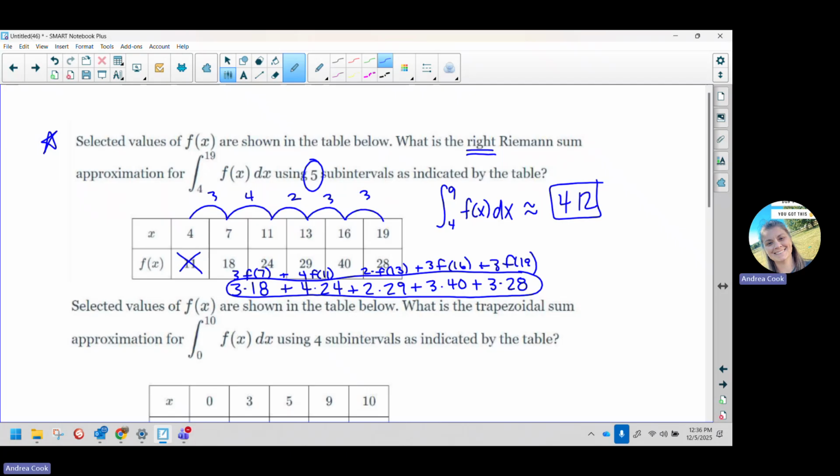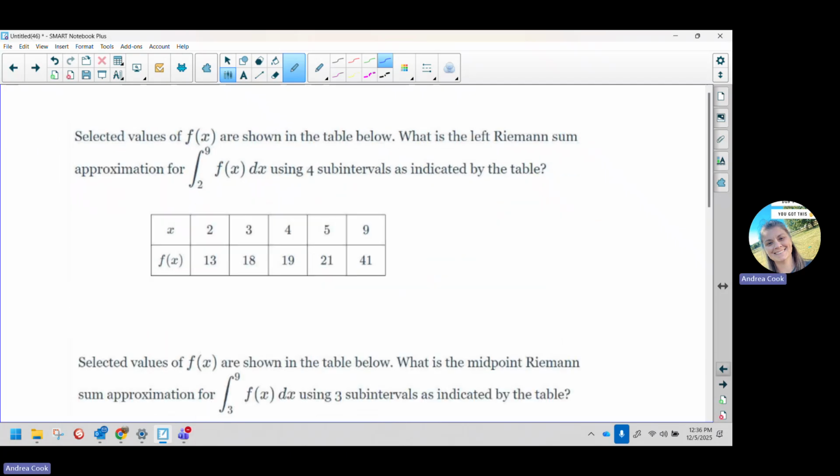All right, left rectangles is exactly the same, except which side are we going to use? The left. This one, left Riemann sums, and we want 4 subintervals. So this, I'm not going to draw the picture. All right, so here, 2 to 3 is 1, 3 to 4 is 1, 4 to 5 is 1, 5 to 9 is 4.